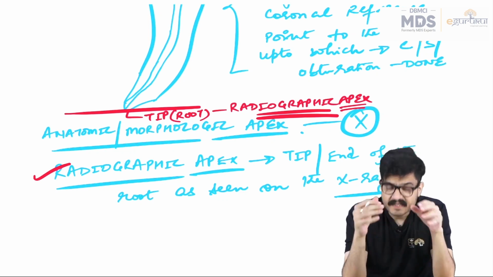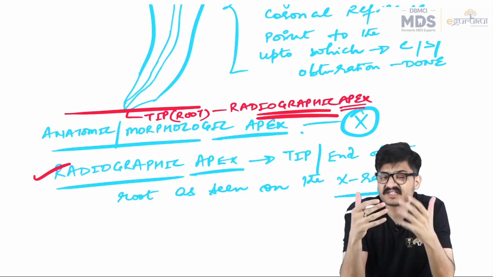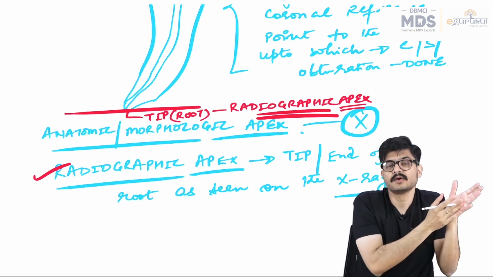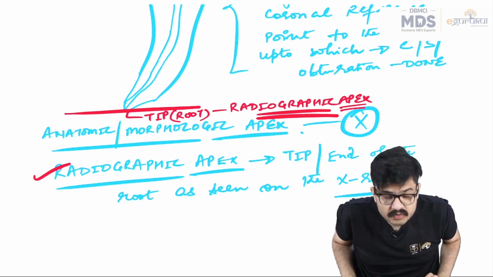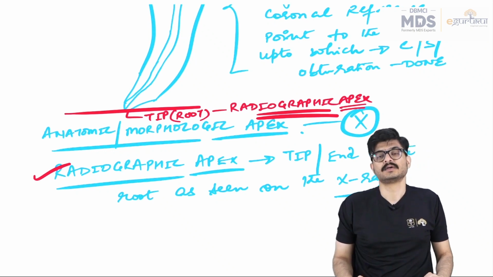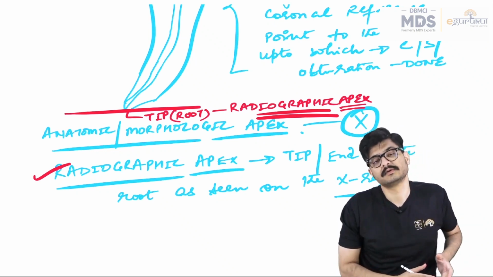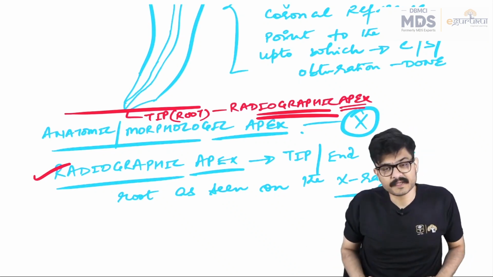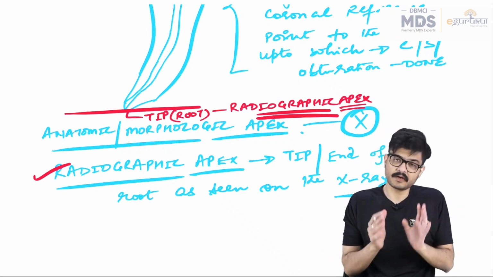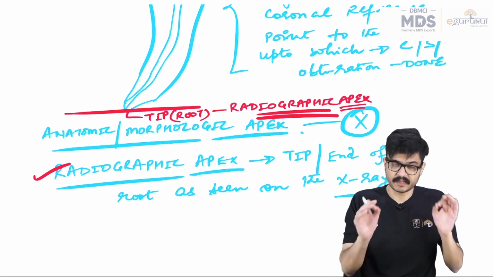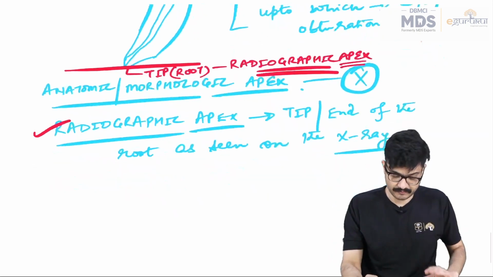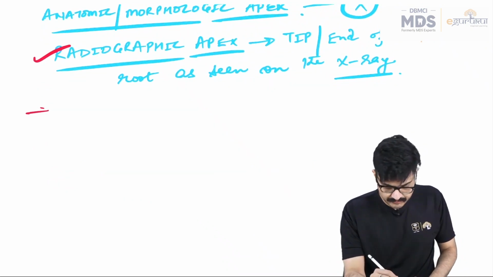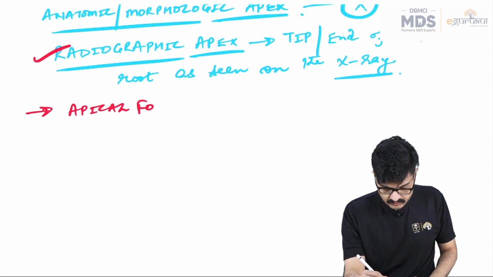Now, the next important concept is the exit of my root canal. Now, the root canal exits onto the root surface via a foramen known as the apical foramen. Now, this apical foramen may or may not coincide with the radiographic apex. That's number 1 point. So, next important terminology is the apical foramen.